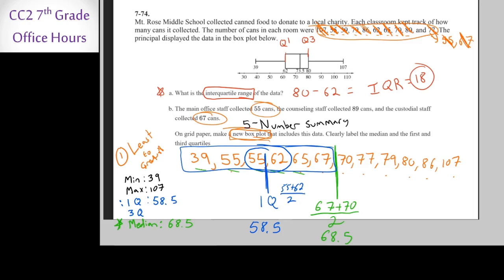And then your third quartile does the same thing with 79 and 80. Your middle number of those is 79.5.